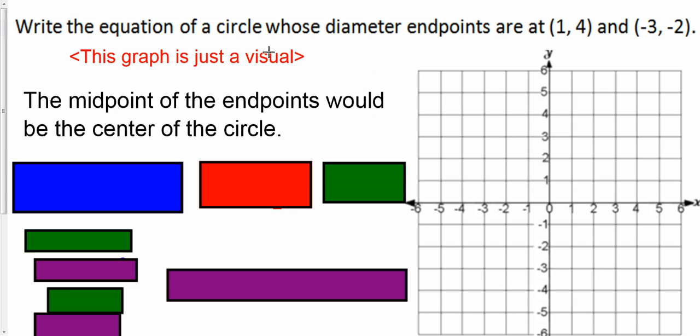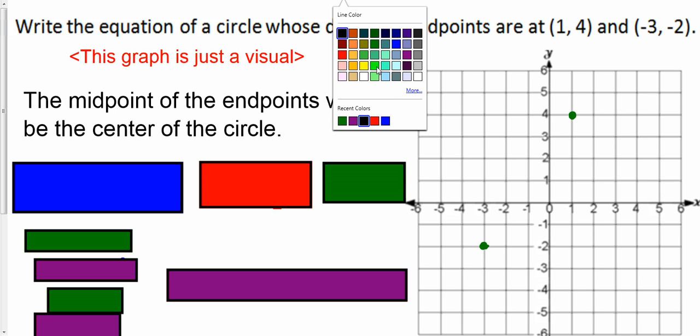Write the equation of a circle whose diameter endpoints are at (1, 4) and (-3, -2). Now I know on your notes you don't have this graph. This is just kind of a visual to help us see what's going on. So I'm going to plot these points. (1, 4) is over 1 and up 4 right here, and (-3, -2). So I go to negative 3 down to negative 2. So you can kind of see these are the endpoints of a diameter that would be in our circle. So I'm going to draw a diameter in blue here.